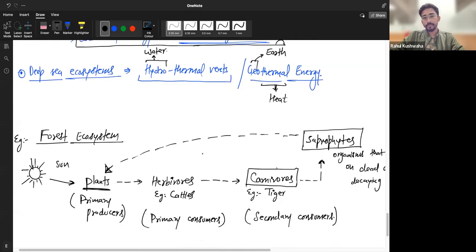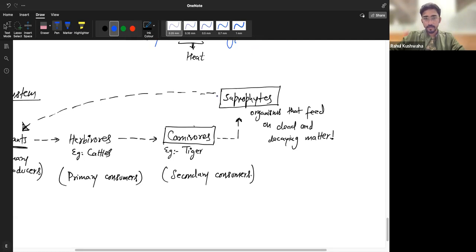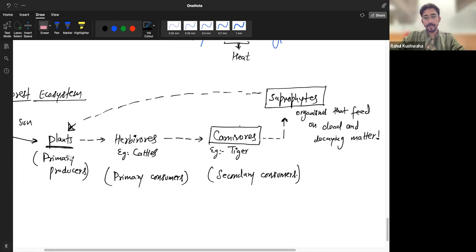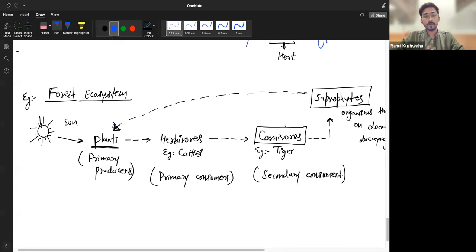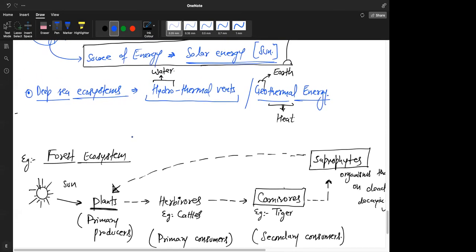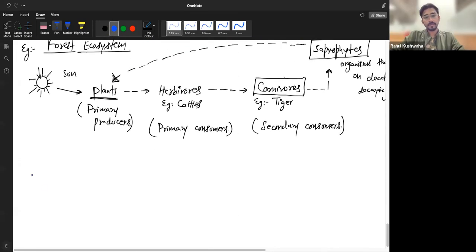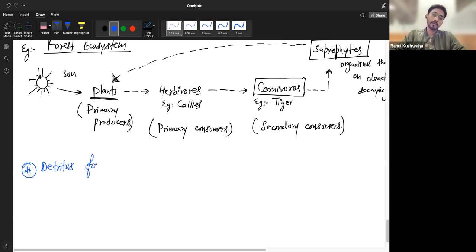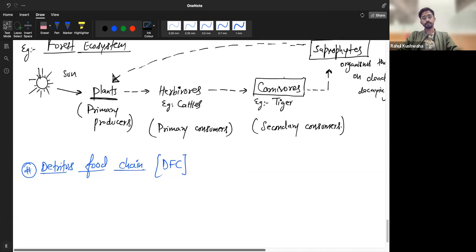Now, this particular part from carnivores to saprophytes, as I told you, can happen at all levels. Everyone has done drawing this? Yes, sir. Okay, so it can be done at all levels. Hence, there is something called the detritus food chain, or DFC. This starts from the detritus.